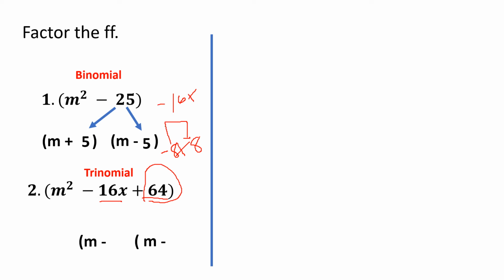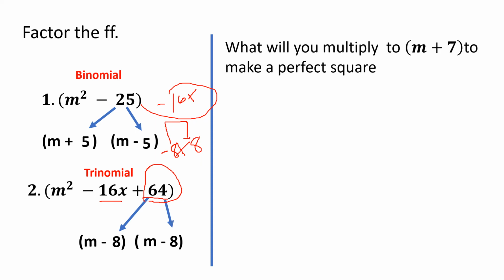So, ang kukuhanin po natin na factor, yung parehas po negative. And therefore, your final answer is m minus 8 and m minus 8. Ganun lang po kadali mag-factor ng isang given expression. Let's have another example. What will you multiply 2m plus 7 to make a perfect square?